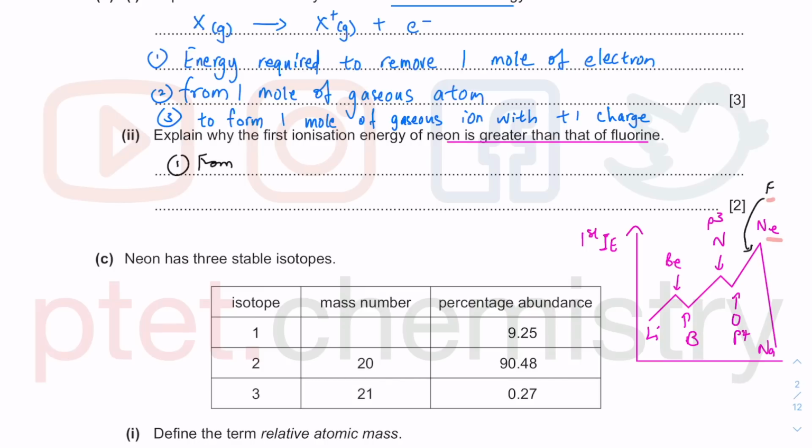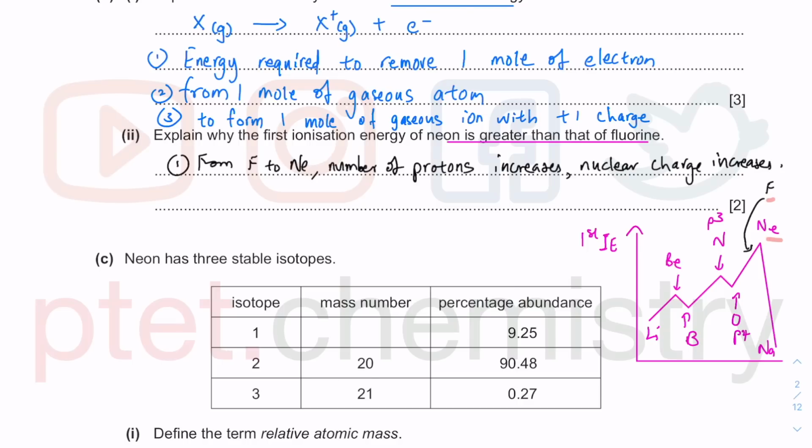So from fluorine to neon, we can talk about the number of protons. I should really use full words instead of abbreviation; that was what I was used to. The number of protons increases. So the number of protons will give you your nuclear charge, so your nuclear charge would also increase.